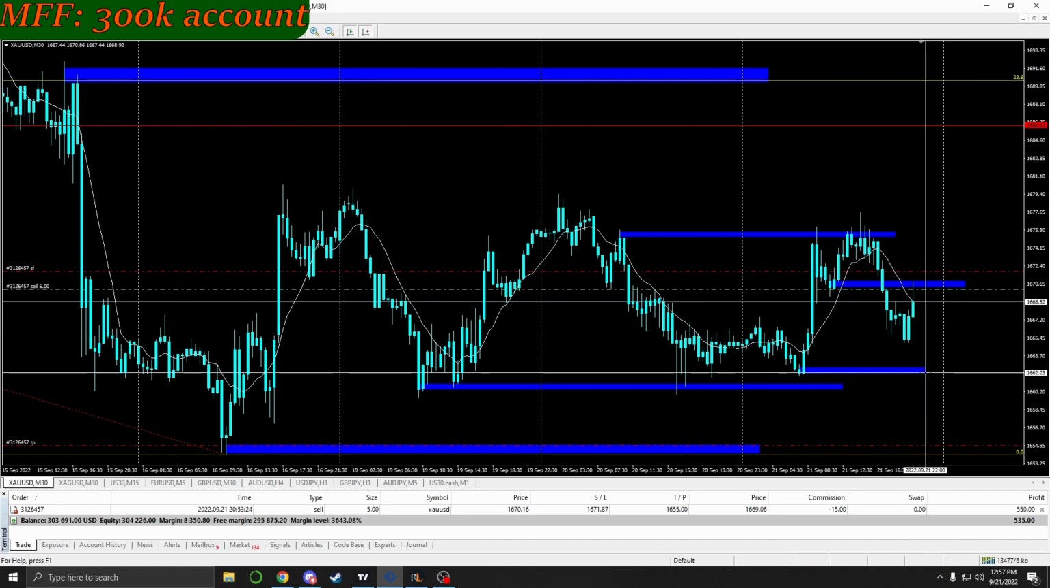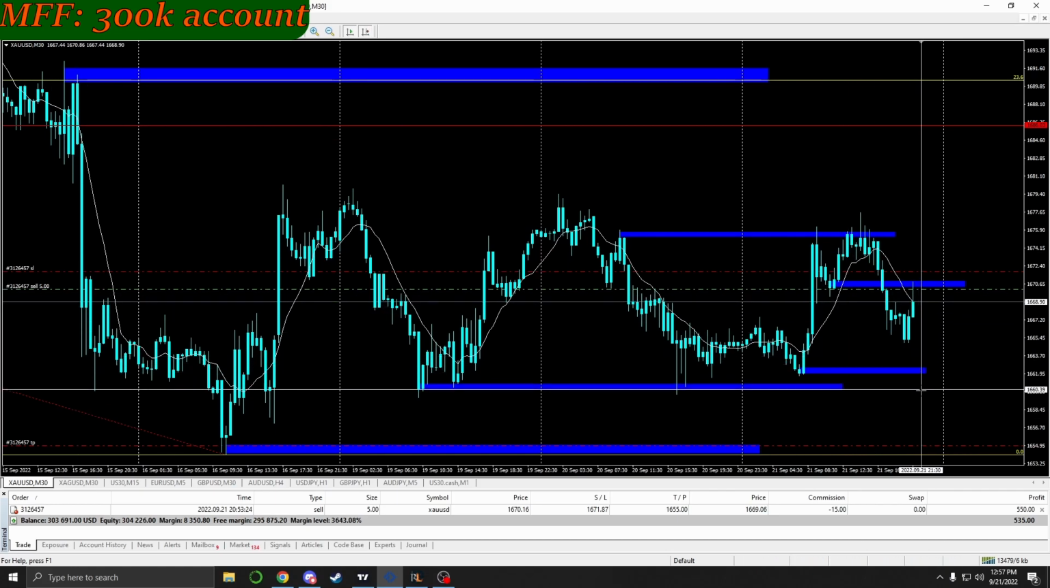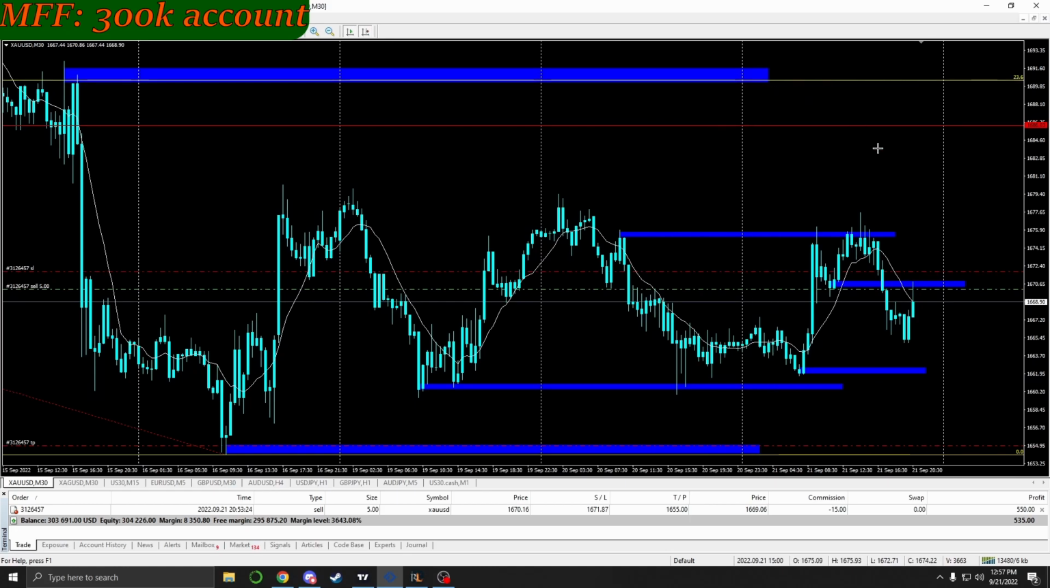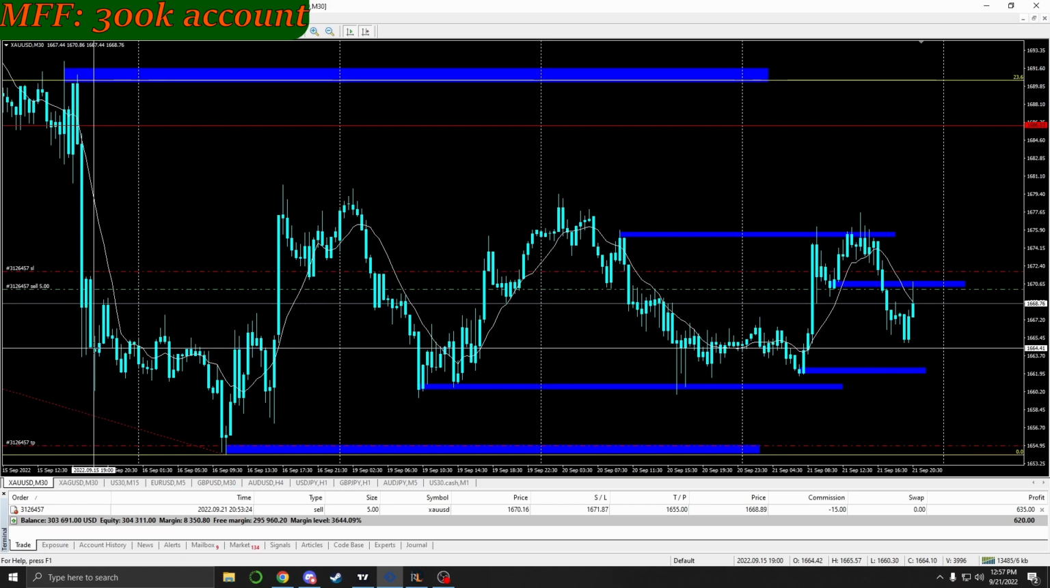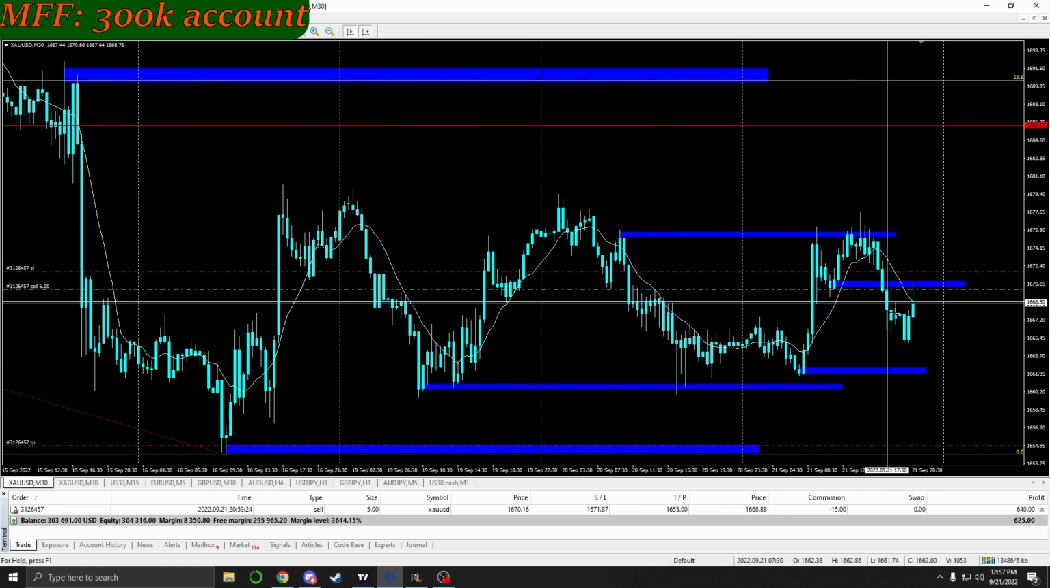And so I see a potential for it to come down to these levels, or to come up and then come up to 1690, to fulfill these candles over here that have been pushed up before price just dropped dramatically. So with that being said, I'll keep you guys updated on how this trade goes.